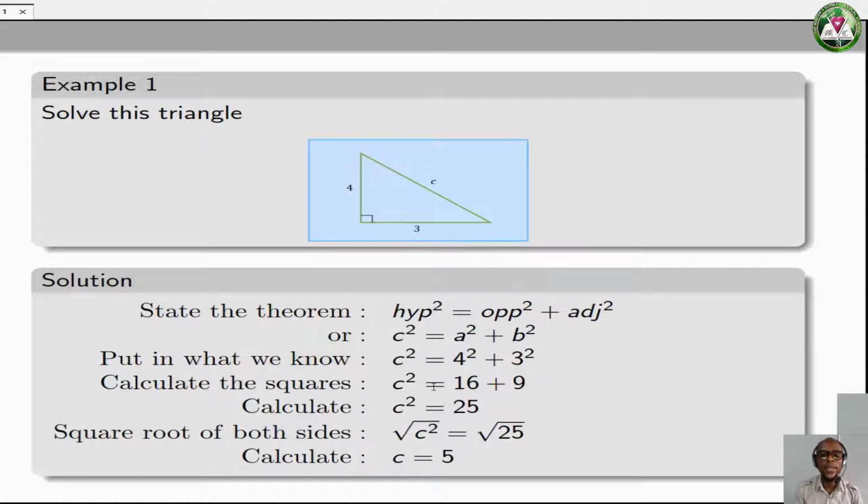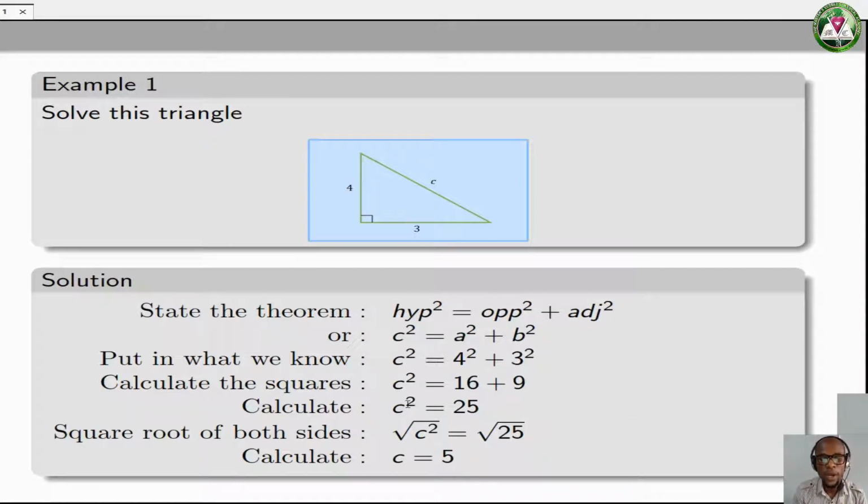So calculating the squares, C squared equals 4 squared, which is evaluated as 4 times 4, which gives 16, plus 3 squared, which is 3 times 3, which gives 9. So we've calculated the squares there. Moving on to the next step, C squared equals, now when we sum 16 and 9, what do we have? We have 25. And like I told you in class, whenever you have a number or a variable raised to power 2, we can get rid of that power by taking the square root of that number.